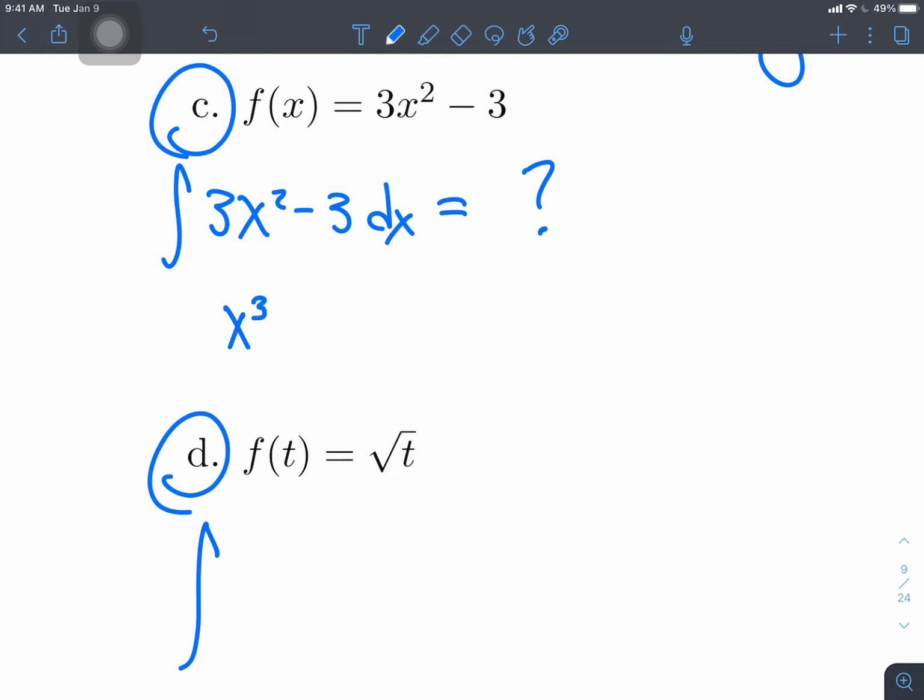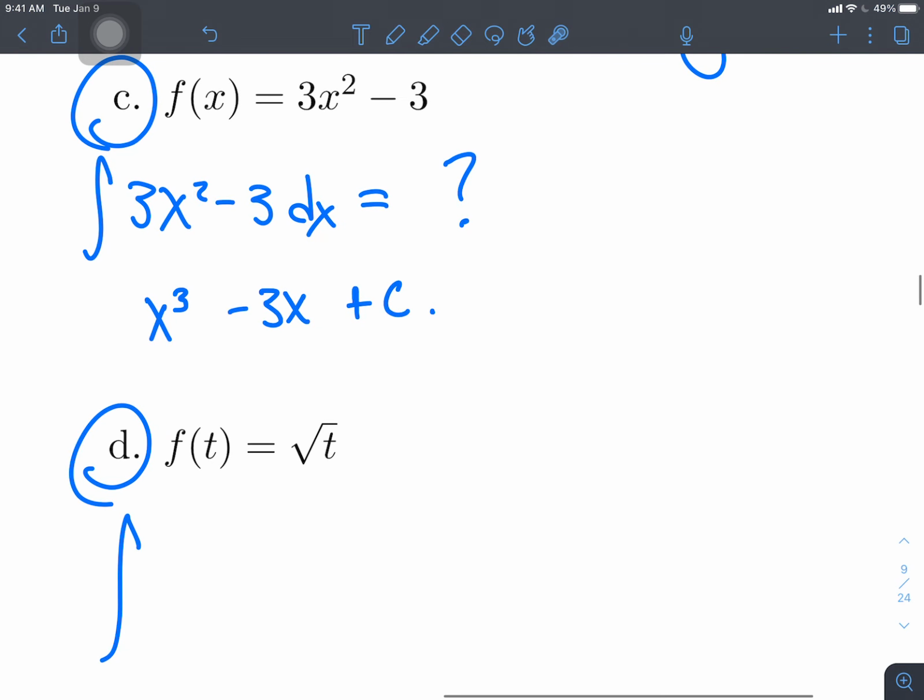And I know that just because I've done the derivative of x cubed 1 million times, right? So that's one way. And then for the minus 3, of course, its antiderivative is minus 3x, right? Antiderivative of any constant is just the linear function. And then, of course, I should add c. So that's the first way to do it.